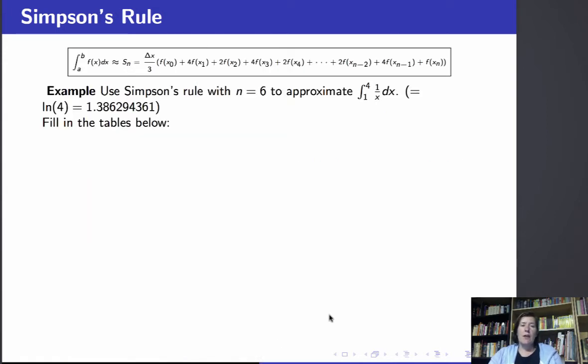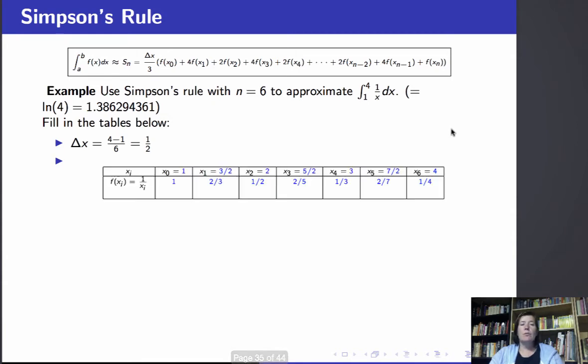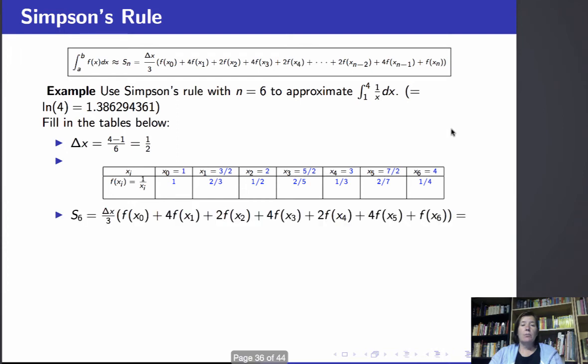Well, let's try this out for n equals 6, which is certainly even, to approximate the integral from 1 to 4 of 1 over x dx. And of course we've approximated this before using the midpoint rule and the trapezoidal rule, and we've done most of the calculations. Delta x is 1/2 as usual. The x i's are 1, 3 over 2, 2, etc. And f of x i we've calculated before, and it's shown in this table.